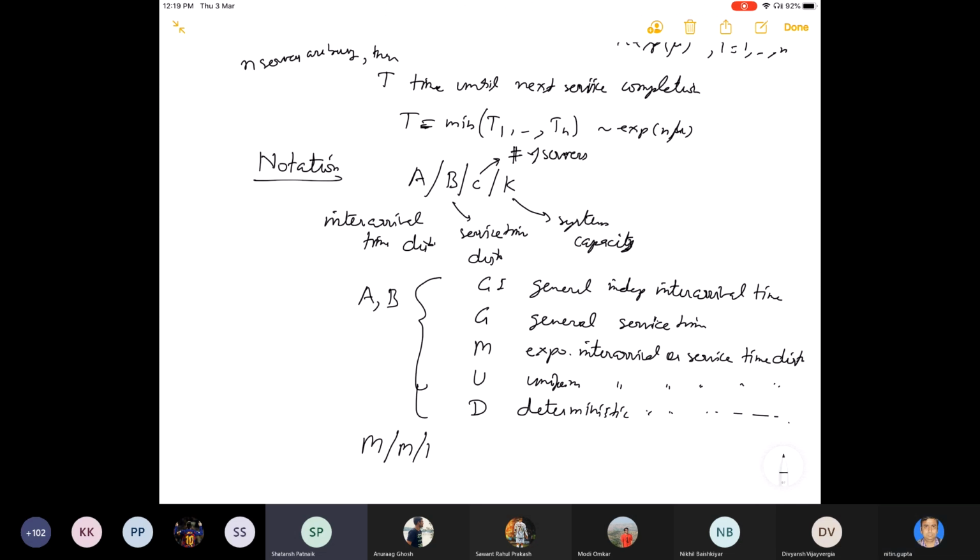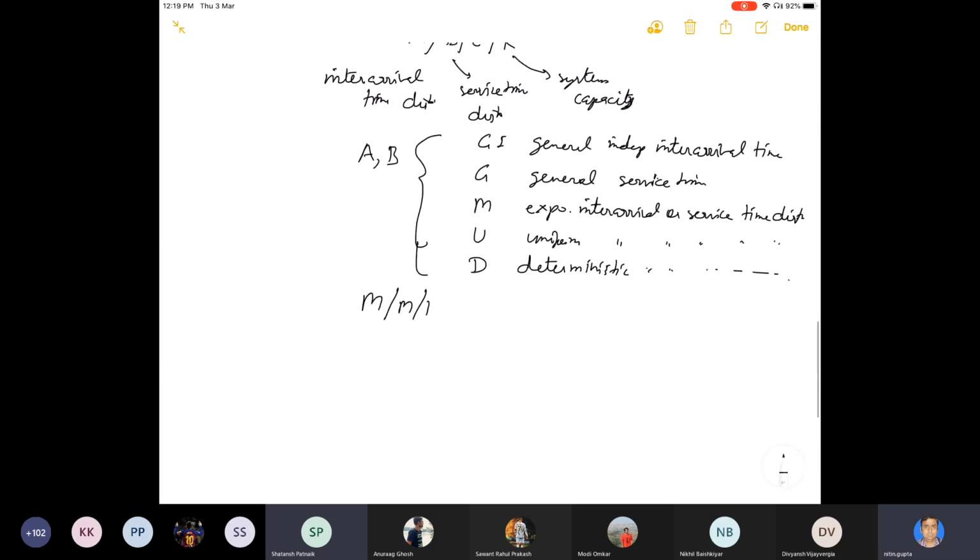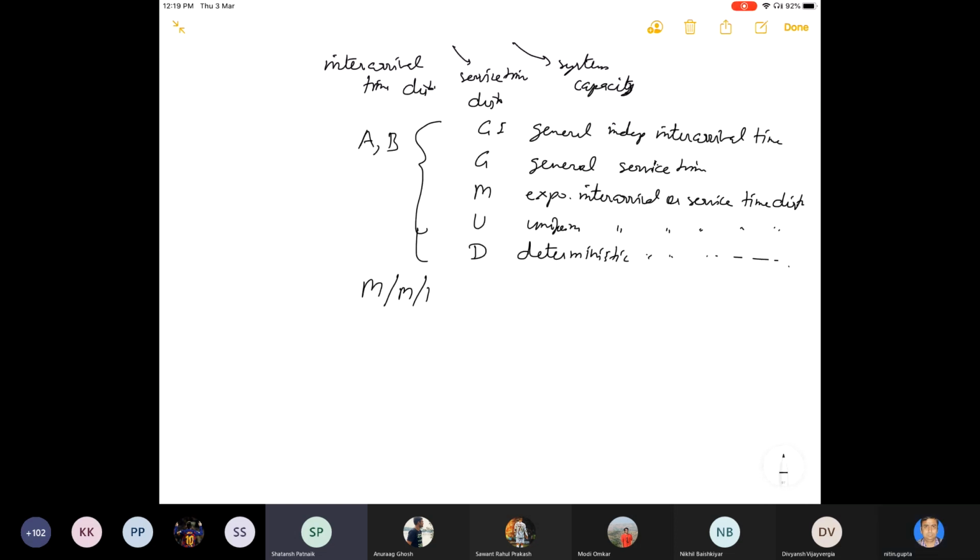Now let us see the basic cost identity. So imagine that the entering customers are forced to pay money according to some rule to the system.